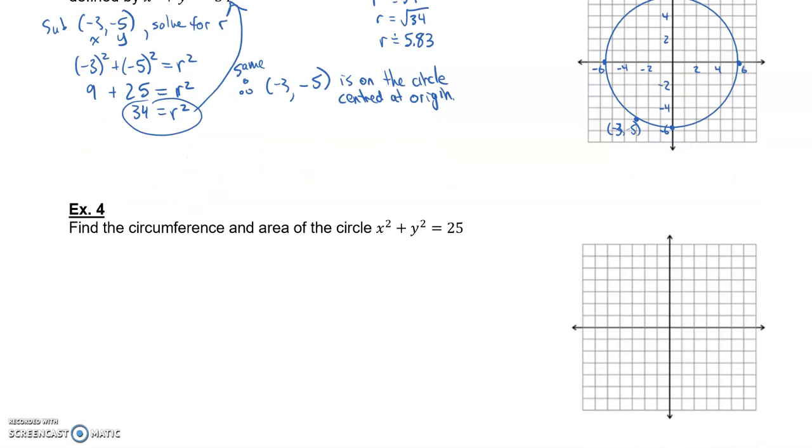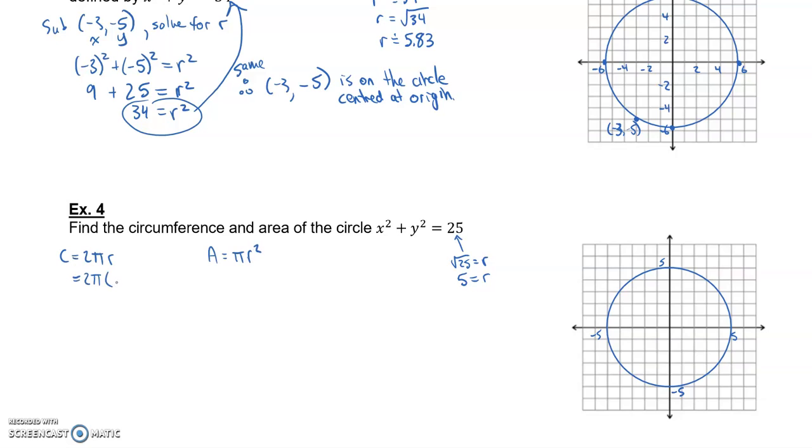The next example says, find the circumference and area of the circle x squared plus y squared equals 25. We've drawn that before on the previous page, so I'm going to just quickly do that. At first glance, this might seem to be a little weird that they're asking this, but it's actually easier than you might think. Because r squared is 25, we know right away that r is equal to the square root of 25, which is clearly 5. Well, how do we find the circumference and area? The circumference is 2 pi r, and the area of a circle is pi r squared.